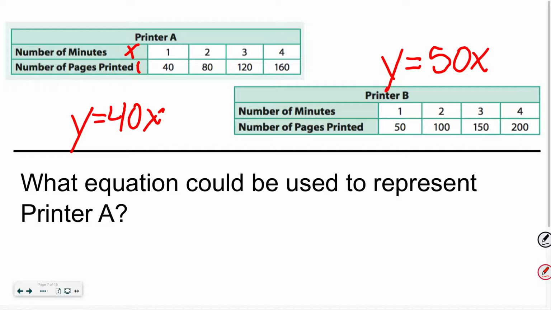So for those of you who are more inclined to language arts, where you're better with words, where you see that y value, you can just replace it with number of pages. And where you see the x, you can say number of minutes. So that equation says the number of pages printed is 40 times the number of minutes, which makes complete sense.